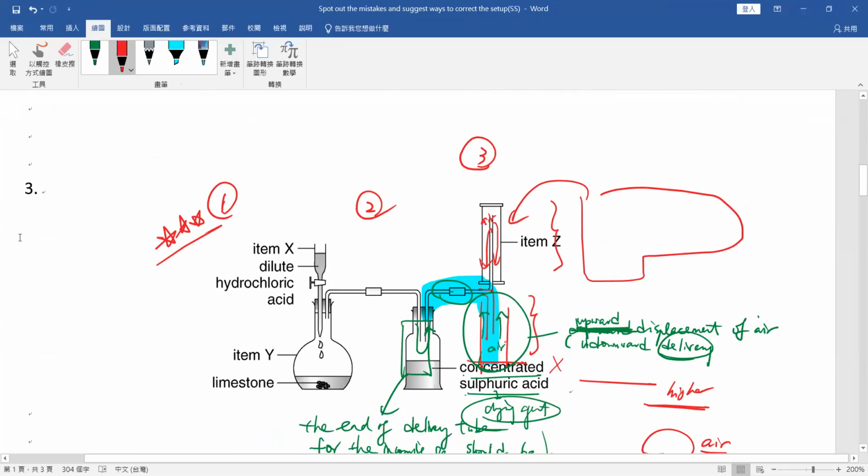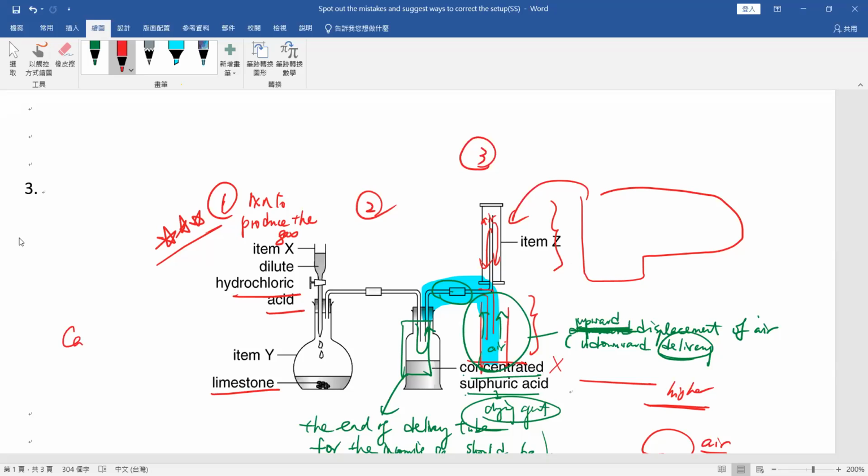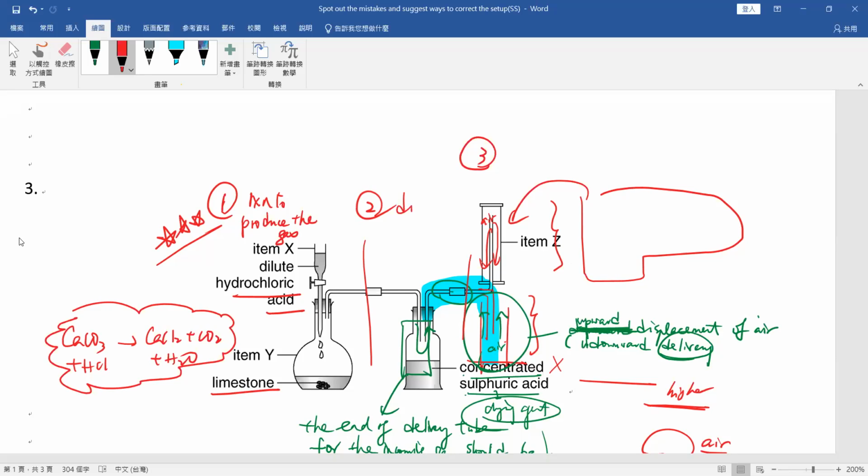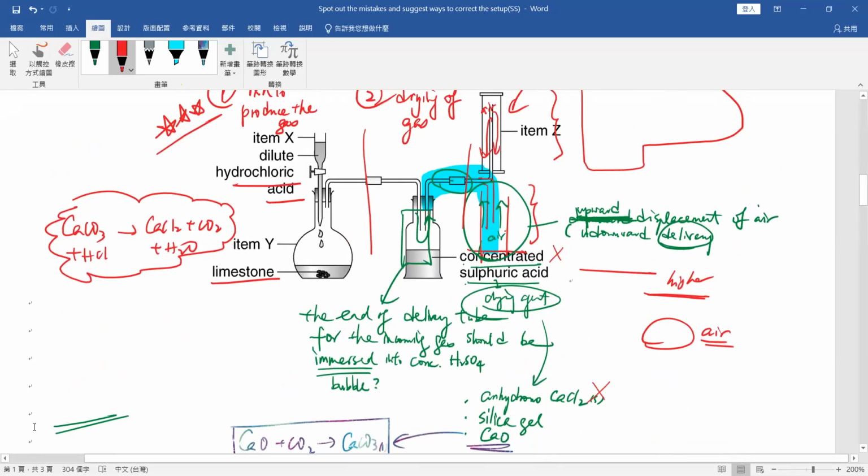The first one is the reaction to produce the gas. Please check if that is possible. This one has no mistakes, but you may have to consider whether there are any mistakes inside. That is the first part. Second is drying of gas. Inside that, you need to consider the choice of the drying agent. Is it possible to use that drying agent?